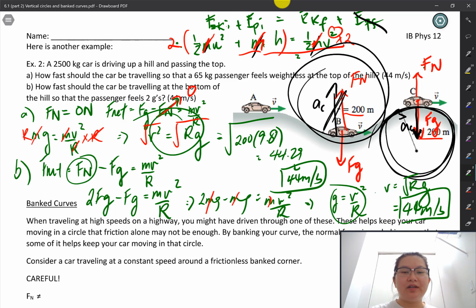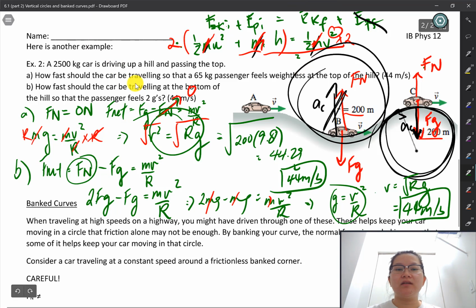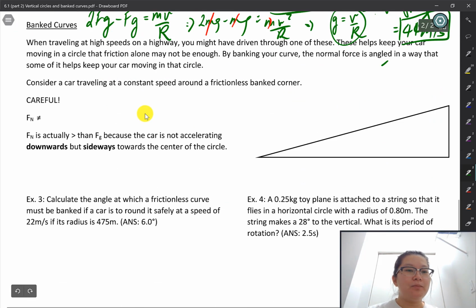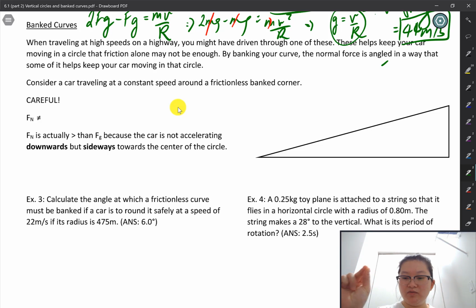In this video, we're going to continue doing vertical circle examples. So this is 6.1 part 2. And we're going to look at banked curves, okay? Banked curves, meaning most of the time you've been dealing with either objects moving around in a horizontal plane, or you've been dealing with objects moving around in the vertical plane. So a merry-go-round or something like that.